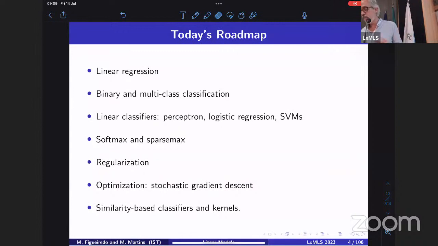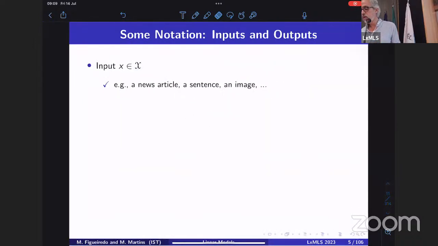So the basics, we'll see a lot more of these in the labs. And finally, we'll talk a little bit about similarity-based classifiers and kernels, which are strictly speaking not linear models, especially. But we'll see how they fit into this picture. Okay, so let's start with some notation.